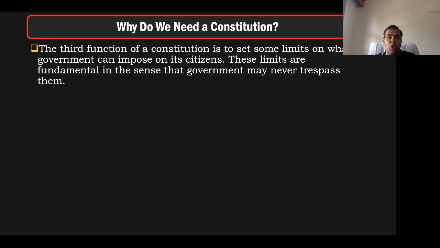And just like that, all the provisions of the Constitution of India, there is a certain way how the Chief Justice of India is chosen for the post, or how the Election Commissioner and the CAG have to function. So there are these ways which we have to operate upon. These limits are fundamental in the sense that government may never trespass them. Government should never trespass those very rights. The third function of a constitution is to set some limits on what a government can impose.